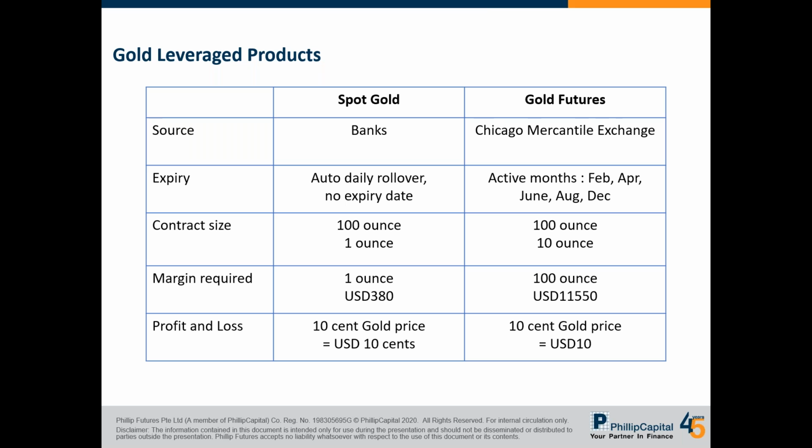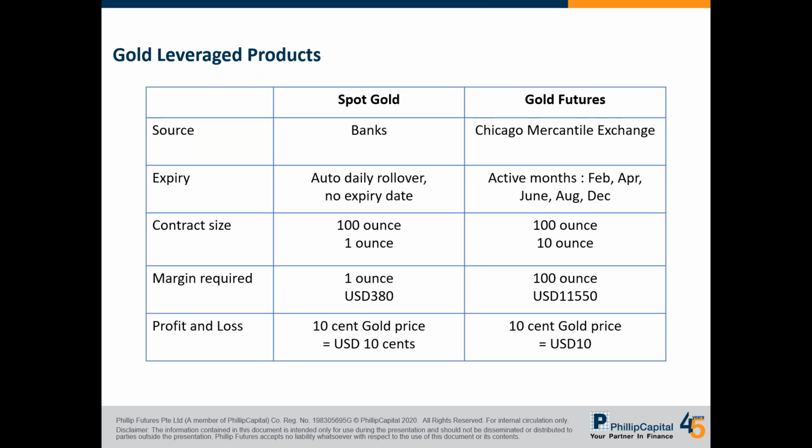All right, so the difference between spot gold and gold futures is the expiry. For spot gold, there are no expiry dates that you need to remember and take note of, so it's an auto daily rollover. For gold futures, there are expiry dates. The active months are February, April, June, August, and December. Currently, we will be trading the December contract.